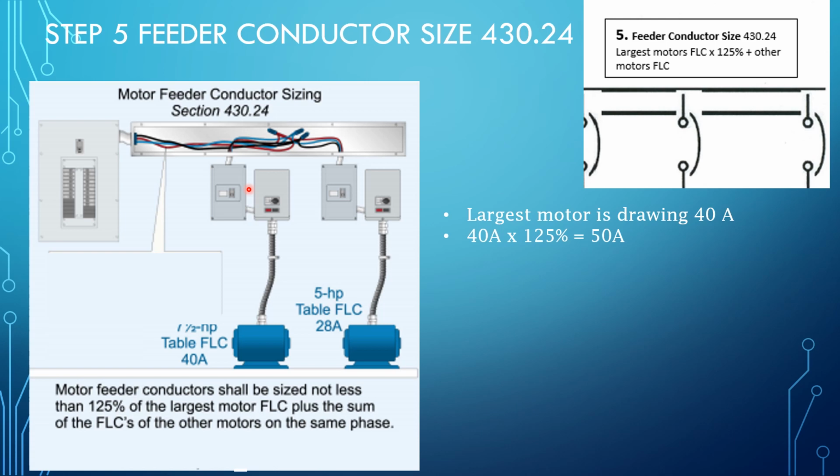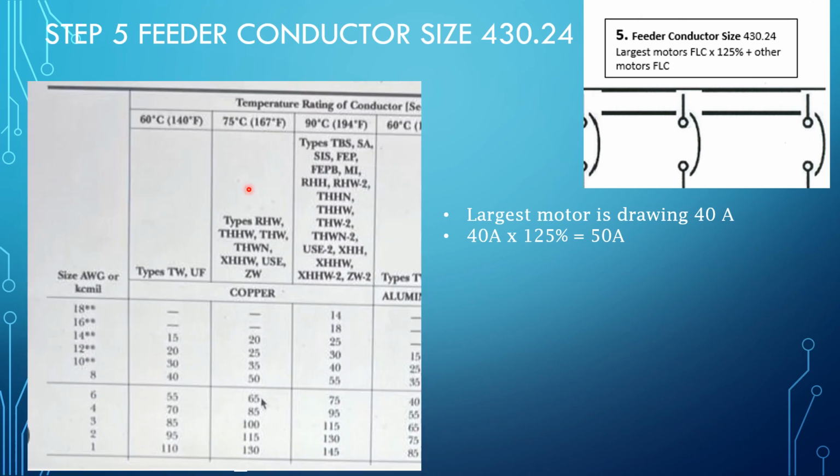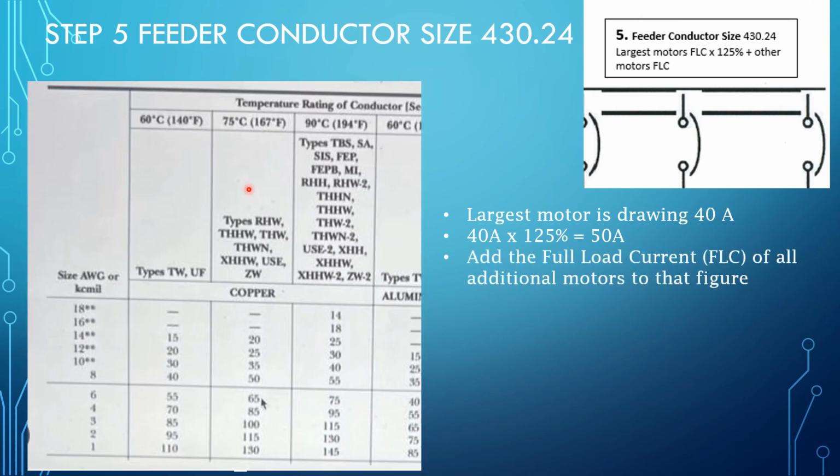We're going to take that larger one and pad it by 125%, just like we've been doing, and we get 50 amps there. And then we're going to add the full load current of all the other motors. Our other motor is 28 amps, so 50 amps plus 28 amps gives us a total of 78 amps.